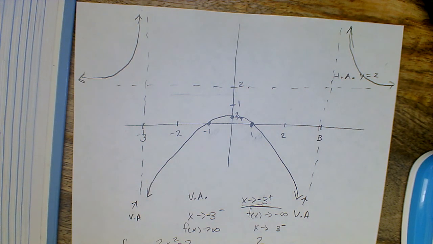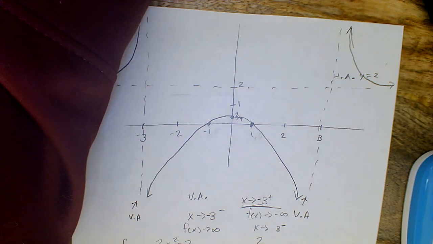So that's how you can attempt to graph a function by finding its vertical and horizontal asymptotes, and then the zeros and the y-intercept as well. So that's how you graph a rational expression. And we'll stop there and do a couple more examples tomorrow.